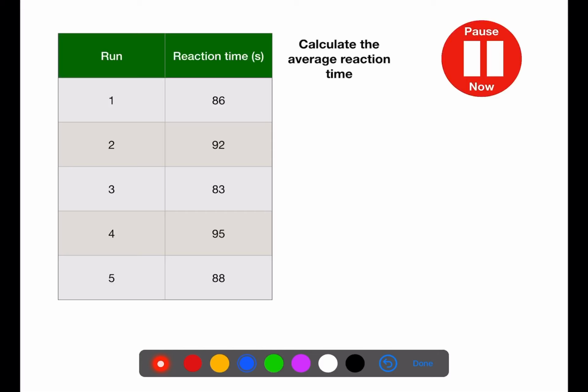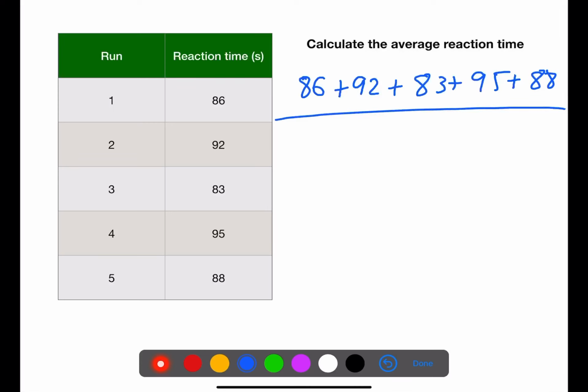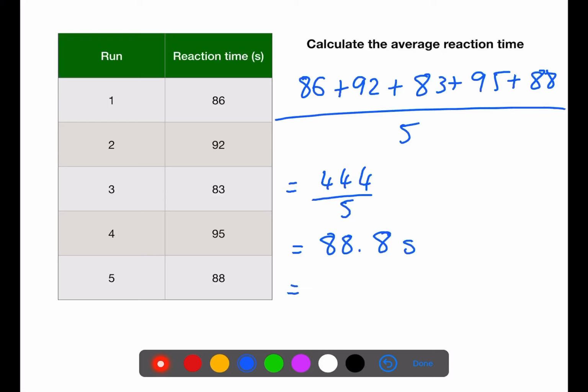Pause the video now and calculate the average reaction time. So here we have 5 values we need to add together. So 86 plus 92 plus 83 plus 95 plus 88. Add them all together and divide by 5 because we have 5 values. So you get a total time of 444, dividing it by 5, and you get an average time of 88.8 seconds. Okay, as the values are all to 2 significant figures, we could round that up to be 89 seconds.